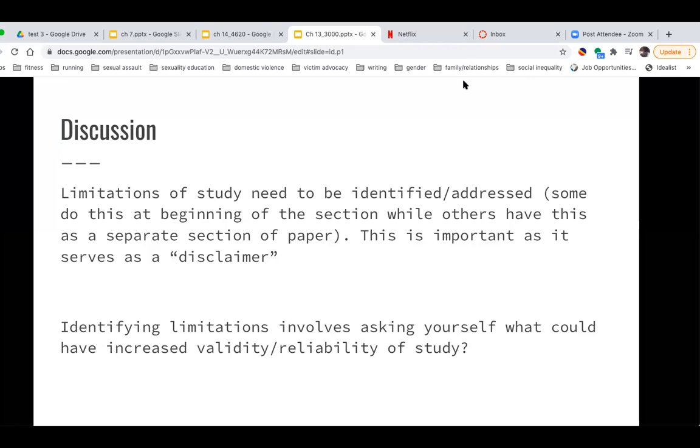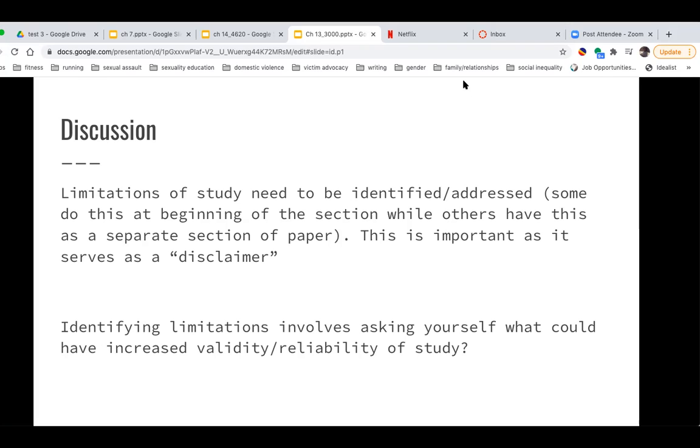But to finish, your textbook also discusses that limitations of the study need to be identified and addressed. And although there are differences in terms of where people do this in the discussion, some do it at the beginning, some do it at the end, some make this an entirely separate section of the paper before they even begin to discuss the findings. I think really the important part here is less where you offer your limitations and more that you do in fact offer your limitations. Because limitations kind of serve as a disclaimer.